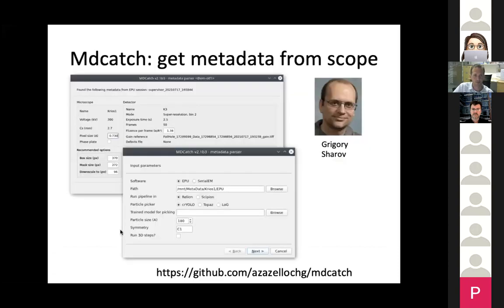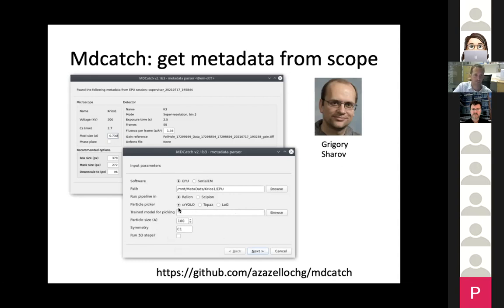And one other thing that Grigory Scheres from the EM facility has written is this GUI called Mdcatch. And this is installed on the computer that has access to the microscope computer. And this serves to capture all the metadata automatically from the microscope computer, using either EPU or RELION, and then you can run this pipeliner in the schemer that I just told you about, the prep and the proc schemes, automatically in RELION. And then Grigory also wrote a version to run not only with Topaz and LoG picker, but also with Cryolo picker.